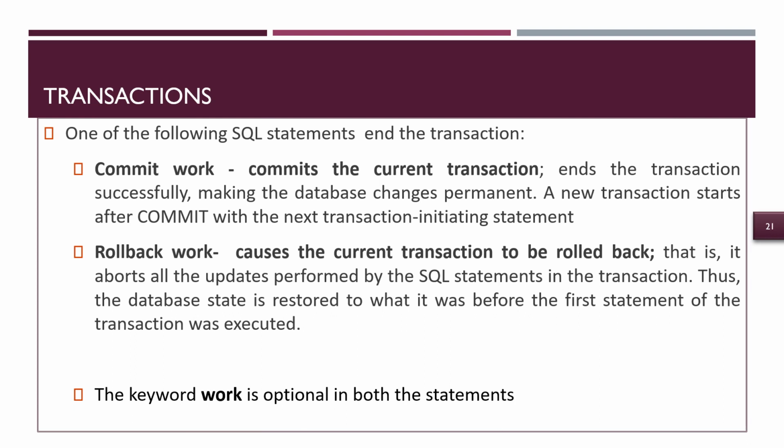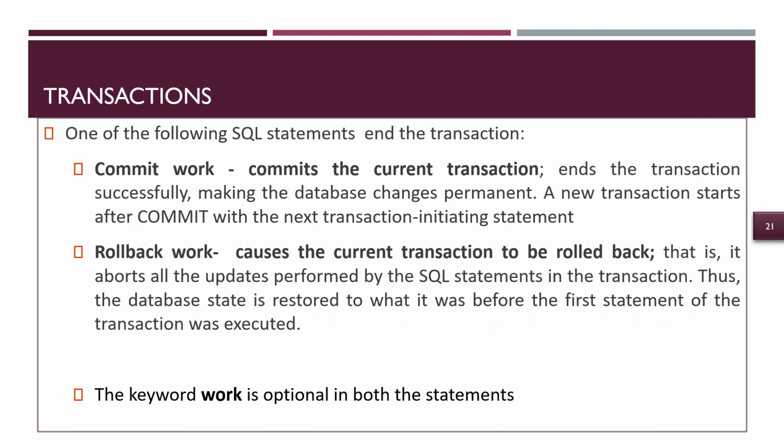The second statement is rollback. It causes the current transaction to be rolled back. That is, it aborts all the updates performed by the SQL statements in the transaction. Thus, the database state is restored to what it was before the first statement of the transaction was executed. Okay, so these two are the SQL statements that end the transaction: commit and rollback. The keyword work is optional in both statements.